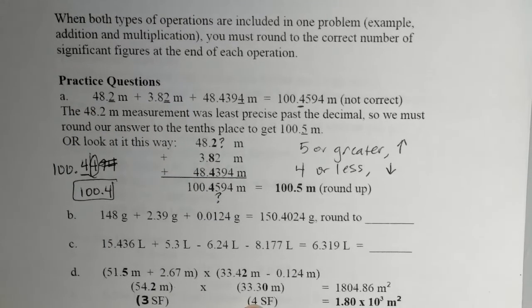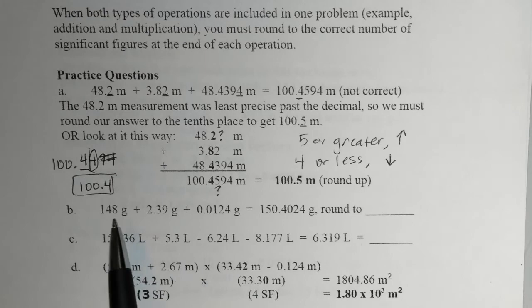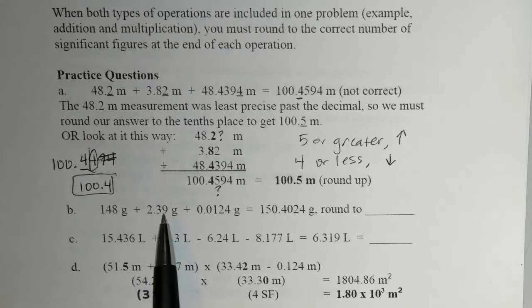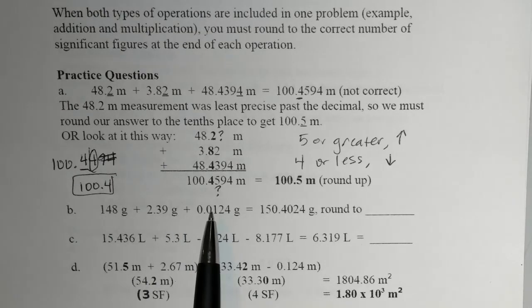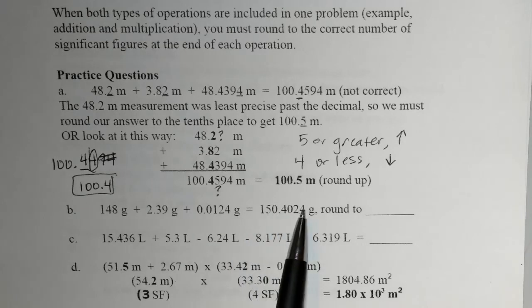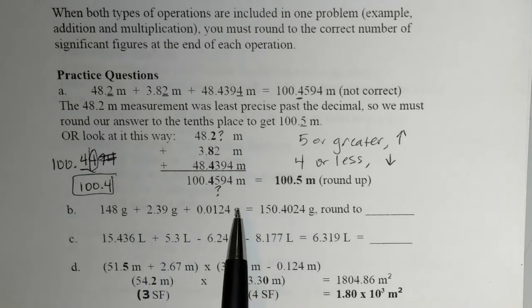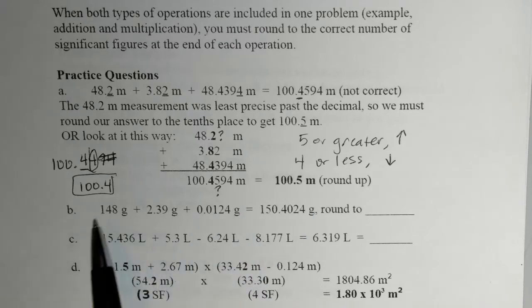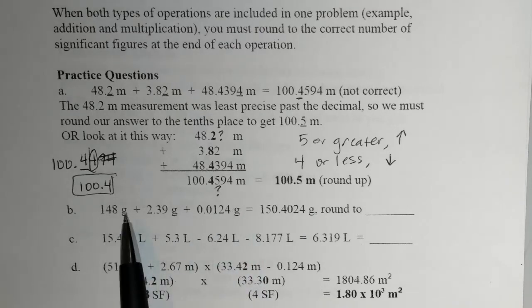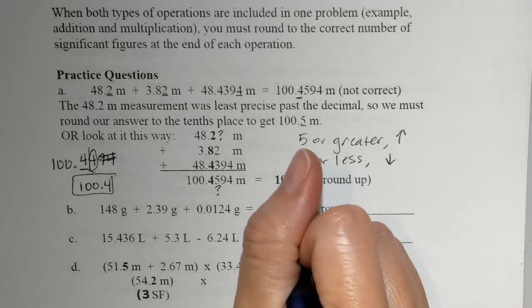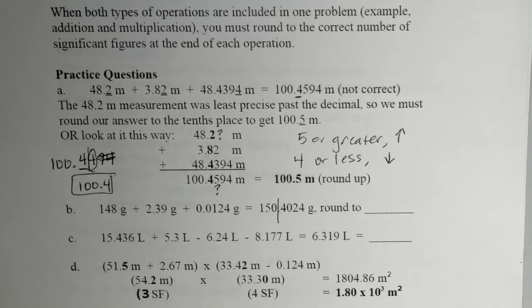All right, the next one here, I have 148 grams added to 2.39 grams and 0.0124, and I got my answer from the calculator. And we're only adding here, so we look at how far past the decimal. My 148 grams here, it doesn't go past the decimal at all. So that means my answer is not going to be able to go past the decimal at all either. I'm going to have to stop at the 150.